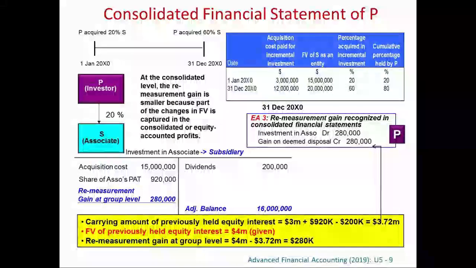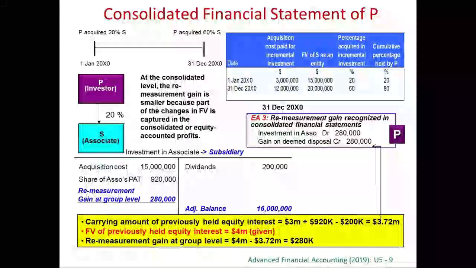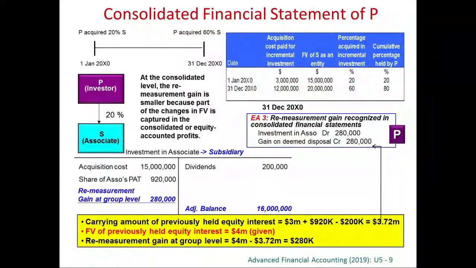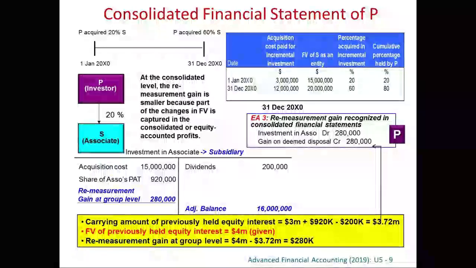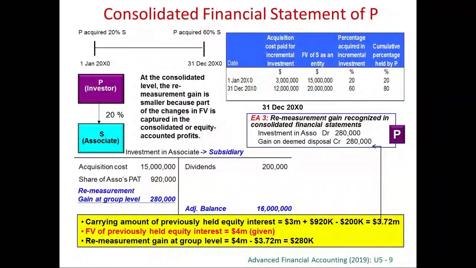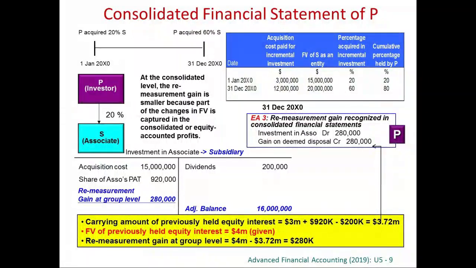Okay? So this is again a consolidation adjustment. You cannot force the parent to do so, right? Parent financial statements, 3.72 is correct, right? But on consolidation, it must be 4 million at the day of acquisition. So therefore, we debit investments, 280.